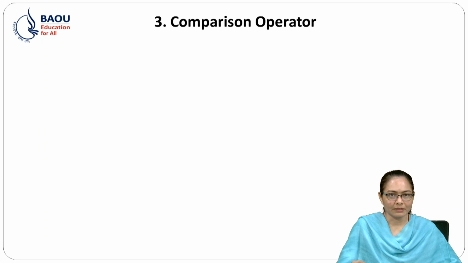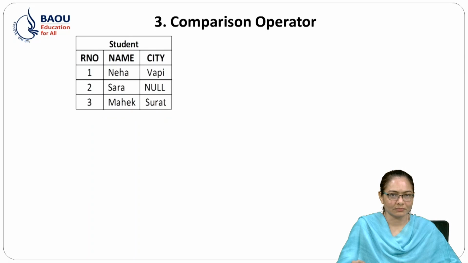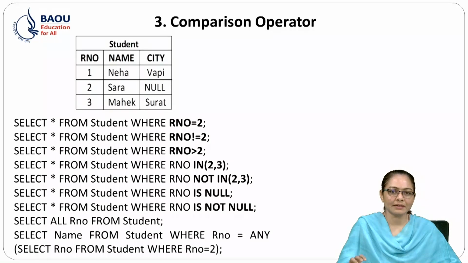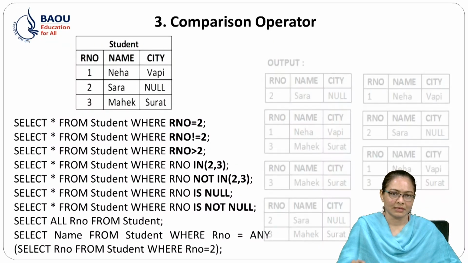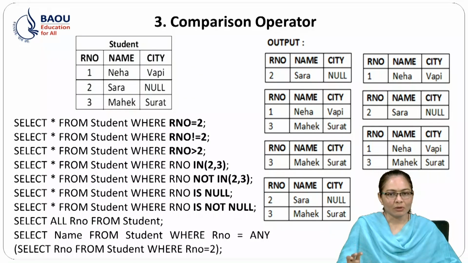Let's learn the comparison operators using some examples. See the query with the output. In the table there are 3 records. Here we display all the queries using comparison operators and the output is shown in the table. First is select star from student where roll number is equal to 2. So the output of the first query displays only the second record. Next one is select star from student where roll number not equal to 2. So it will display the output as the first and third records.